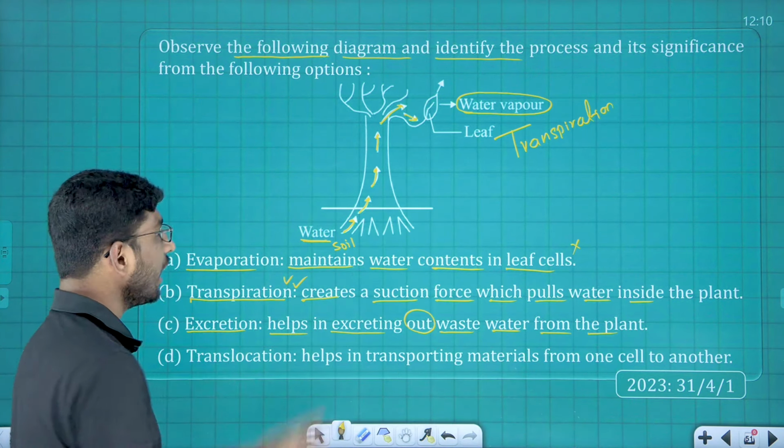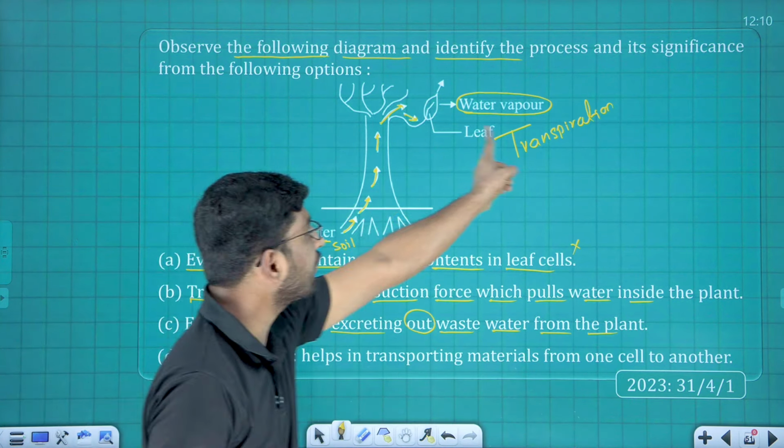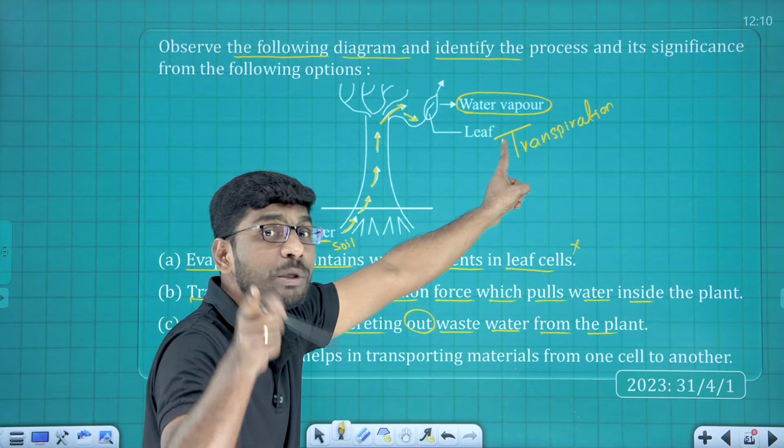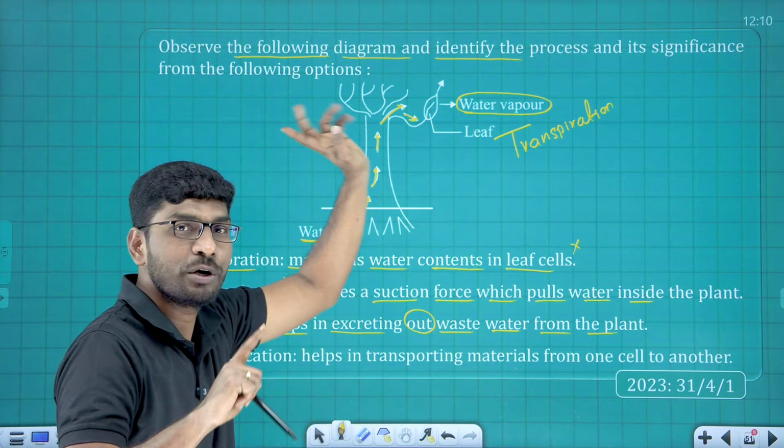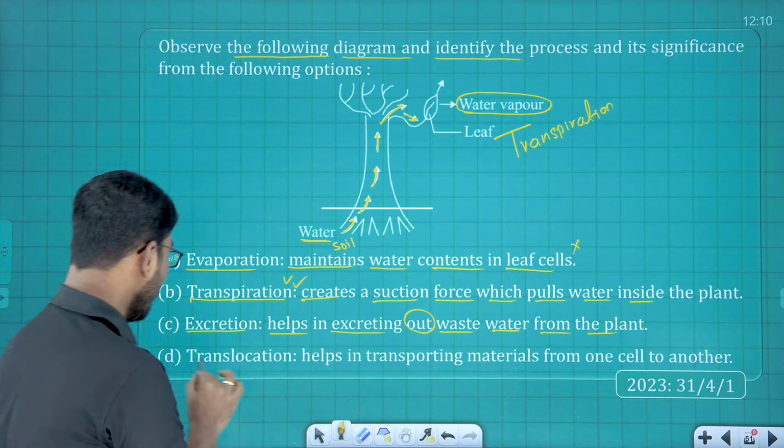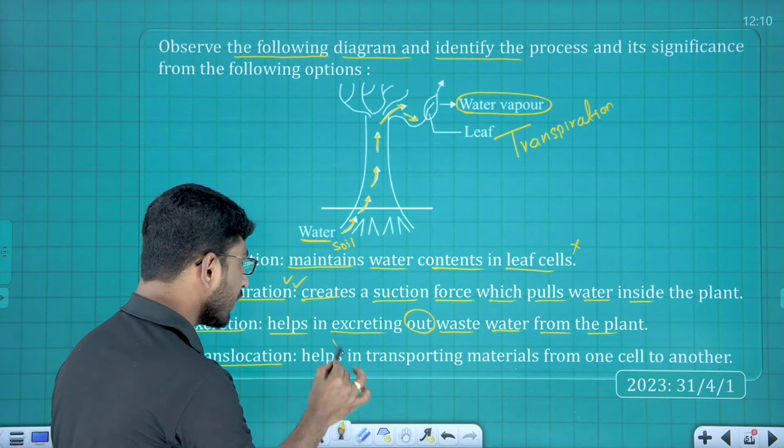But here it is what, beta? The transpiration, clearly water vapor and leaf are also mentioned. So we are going with what? Transpiration. Translocation? It is not translocation.